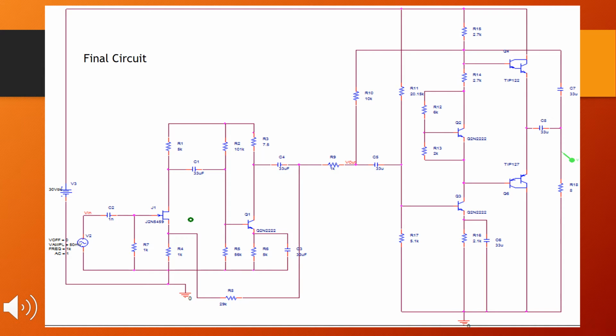Like the preamp and the power amp stage, an input signal of AC 50 millivolts peak to peak and a DC signal of 30 volts was applied to the circuit. In PSpice, we performed both frequency response and time domain simulation.